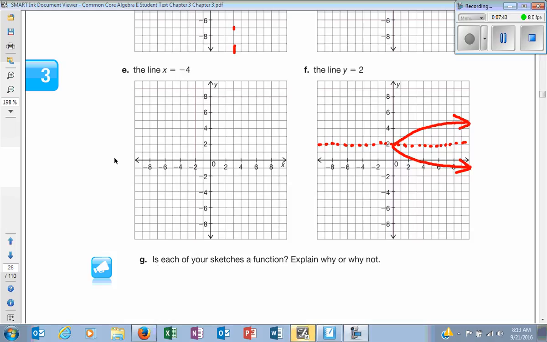Now, a question down here says, is each of your sketches a function? Should they say, are each of your sketches?